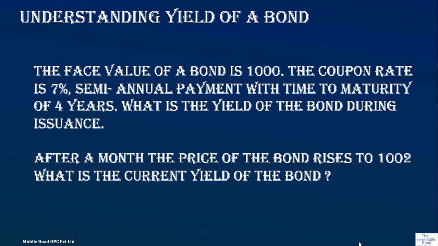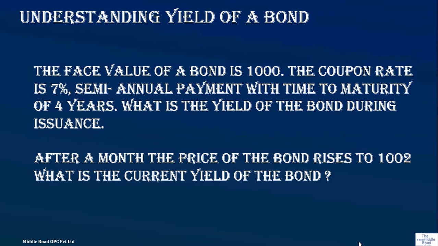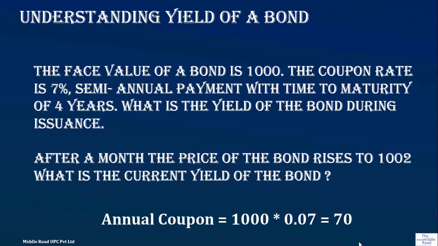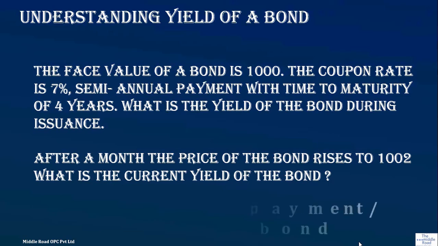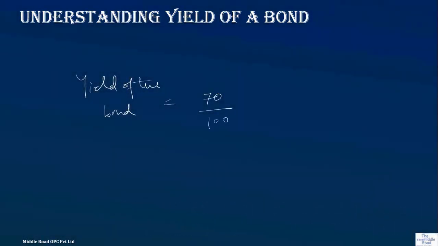We'll start with a face value of the bond of 1000. The coupon rate is 7%, paid semi-annually. The coupon would be 7% of 1000, which is 70. So 70 is paid in 2 installments, which is 35 each time period. Now, what is the yield of the bond during the issuance? The yield of the bond is basically the annualized coupon divided by the price of the bond. If the price of the bond changes to 102, the current yield of the bond becomes 6.98%.